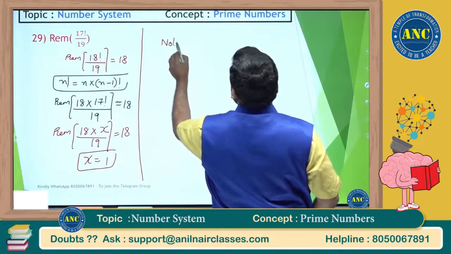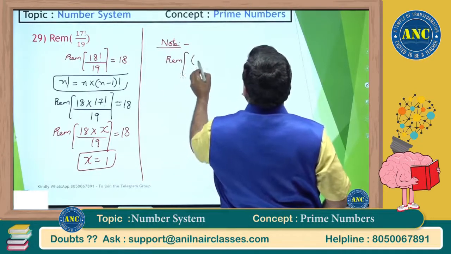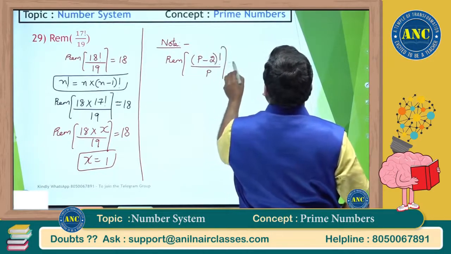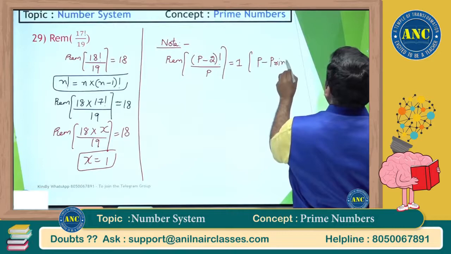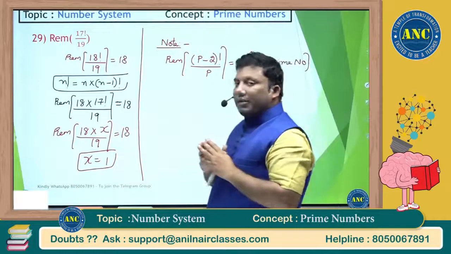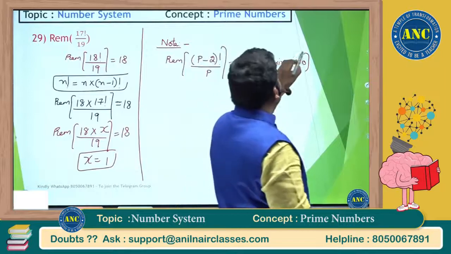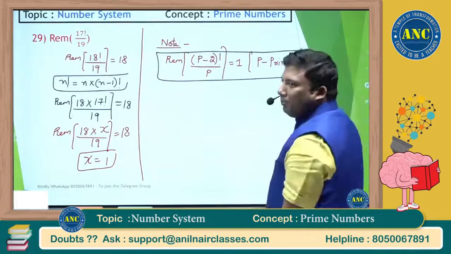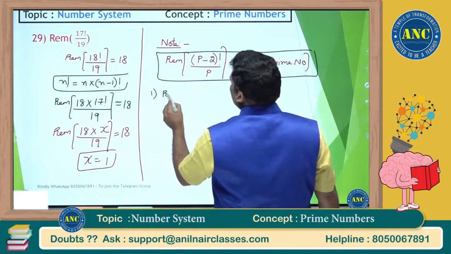Yes, it is always 1 when the denominator is a prime number. Remainder 1: P minus 2 factorial divided by P is 1 if P is a prime number. Very, very important concept. We did it for P minus 1 factorial by P. Now it is P minus 2 factorial by P. The remainder is 1 as long as P is a prime number.